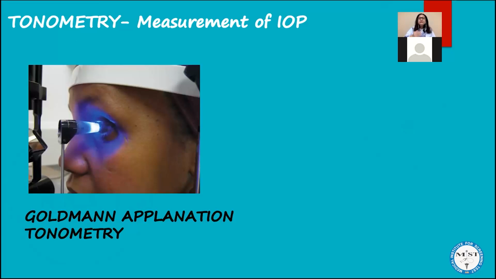There are various types of tonometers available. That itself is a topic, so I will not be going into detail of that, friends. But the best method of measurement of intraocular pressure in the clinic is your Goldmann applanation tonometry, a very, very important topic. The questions, they are there image based, otherwise also. Goldmann applanation tonometry is the best method.